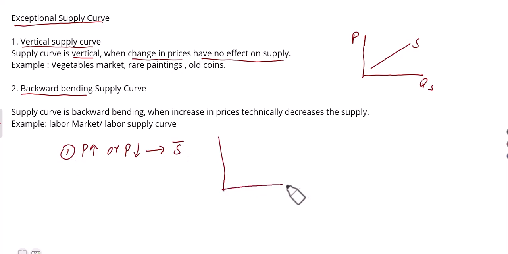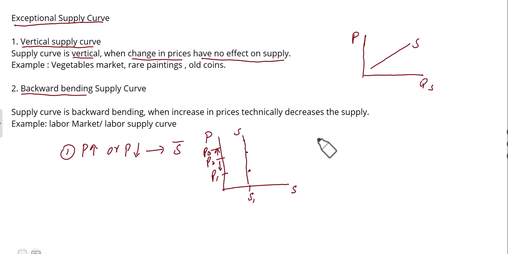So in this case the supply curve will become vertical. I will make a supply curve for you here. On the y-axis we are going to take price and on the x-axis we have supply. So here are P1, P2 and P3, but supply remains only at S1. So in this case the supply curve will become vertical. An increase or decrease in price has no effect on supply.